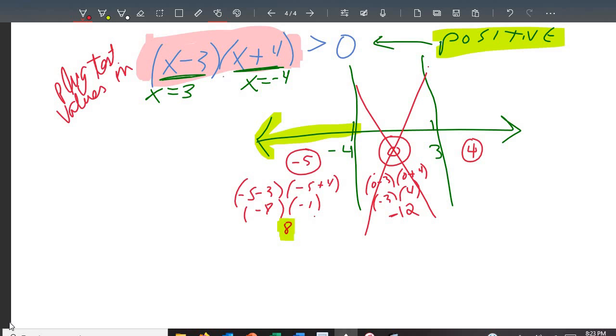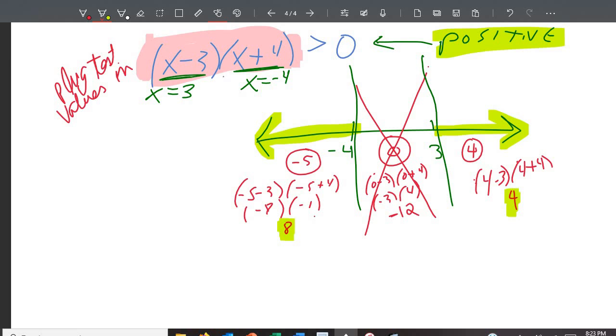All right, let's take the 4 and do the same thing. So we're going to have 4 minus 3, 4 plus 4. That's going to give me a positive number. Well, again, I'm looking for positive, so that means anything in this region we shade.